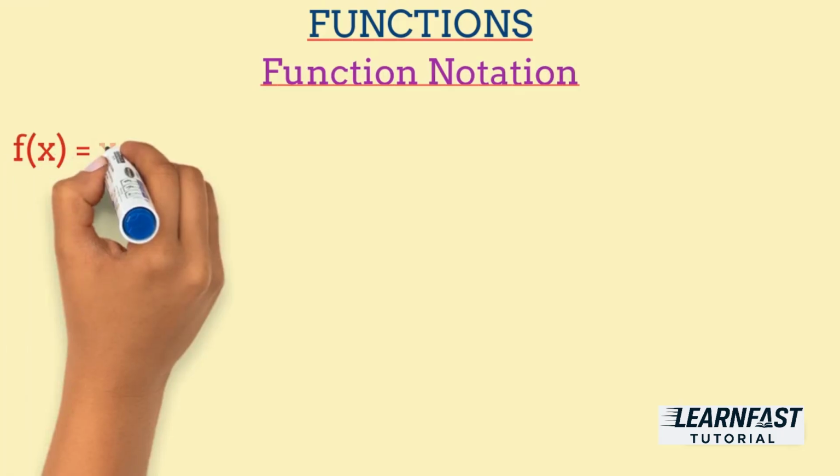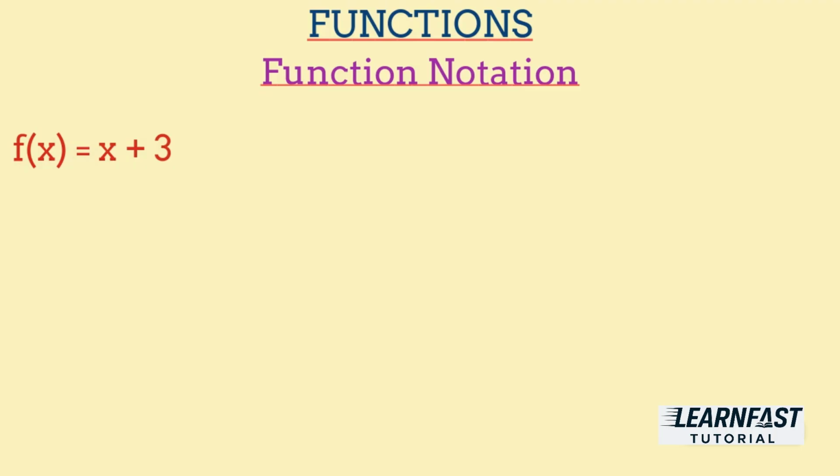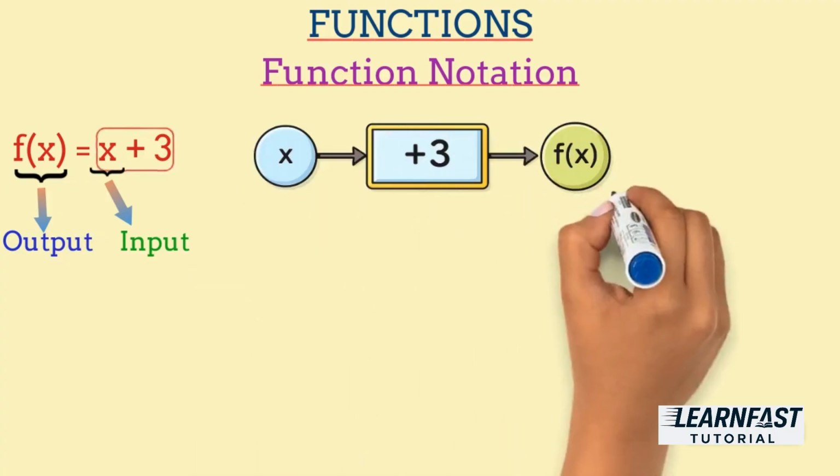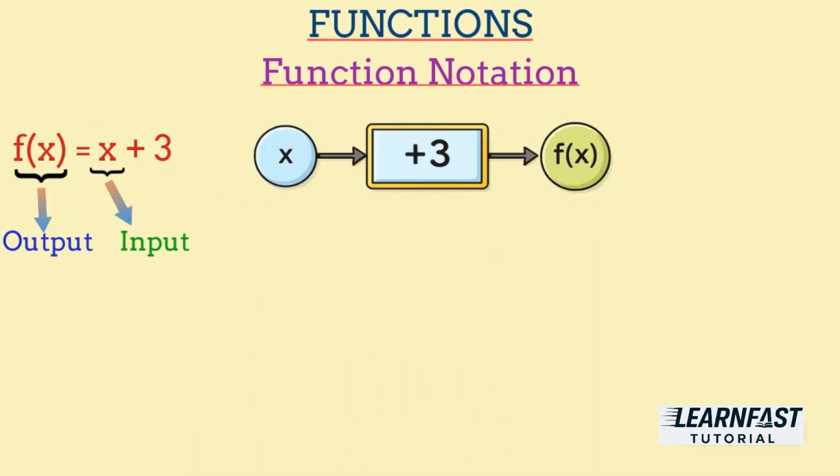Now let me teach you function notation. Let's look at how functions are written. In mathematics, functions are usually written like this: f of x equals x plus 3. At first, this may look strange, but it's actually simple. Here is what it means. x is the input, f of x is the output. So the function rule is, take x and add 3 in order to obtain the output, f of x.